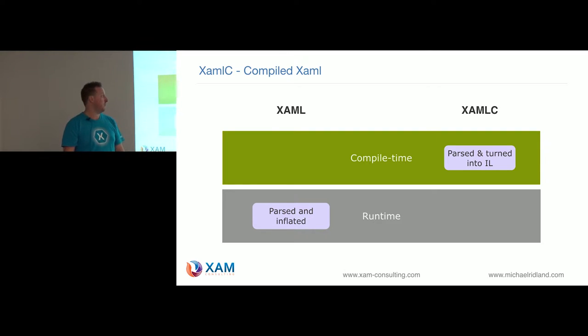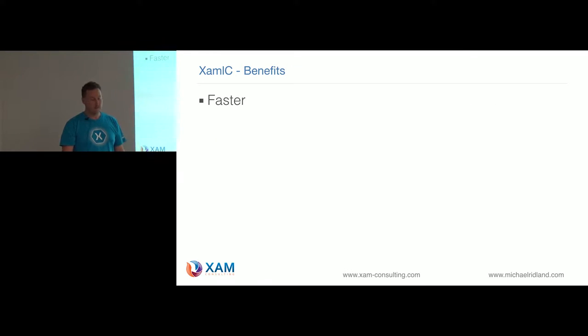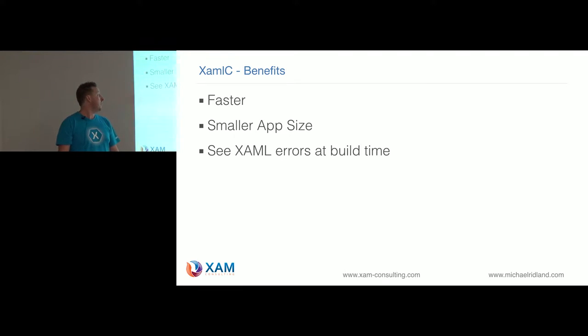So XAML-C: previously XAML was parsed and inflated at runtime. With XAML-C turned on, it's now done at compile time. So it's faster, smaller app size, because previously all your XAML used to get bundled with the application. And you also see XAML errors at build time.